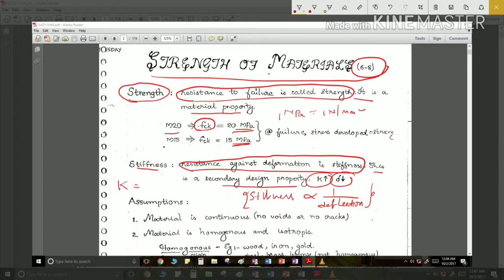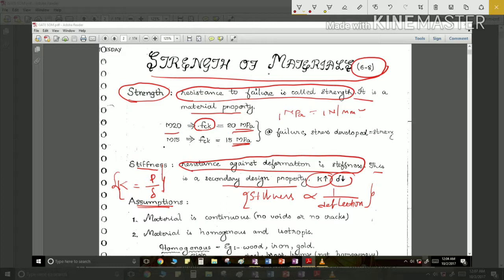Stiffness is denoted by K, and it has the formula K is equal to load by delta. K is the stiffness factor, and K is equal to load by delta. Moreover, stiffness is inversely proportional to deflection. Okay, so assumptions.